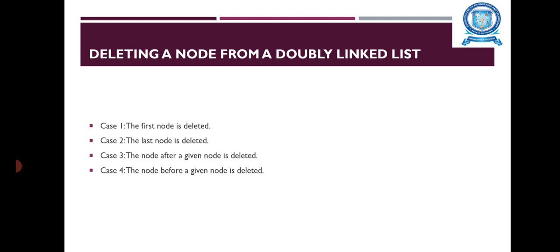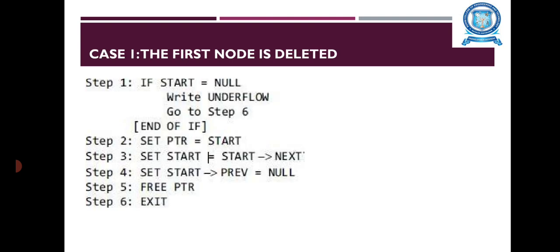Then the next one is deleting a node from the doubly linked list. These are the same four cases. First, the first node is deleted; second, the last node is deleted; third, a node after a given node is deleted; and fourth, a node before a given node is deleted.